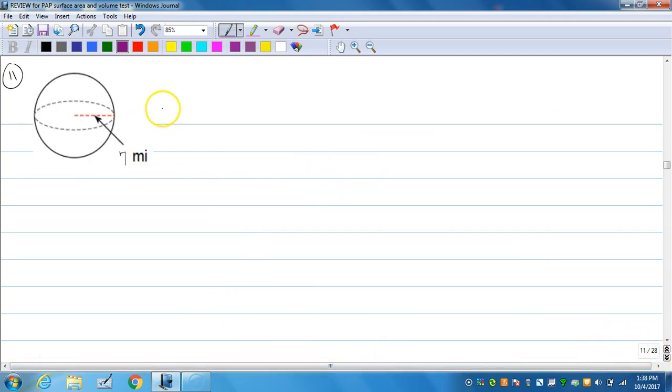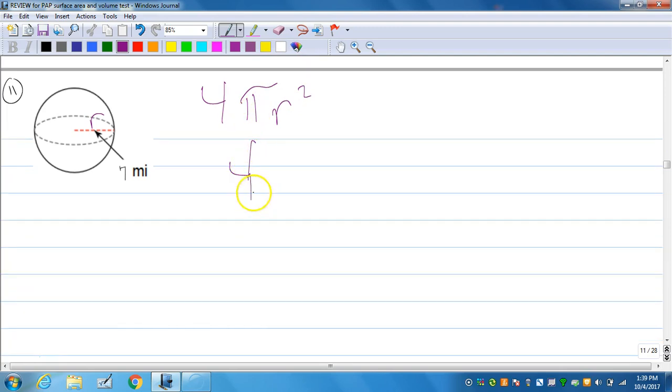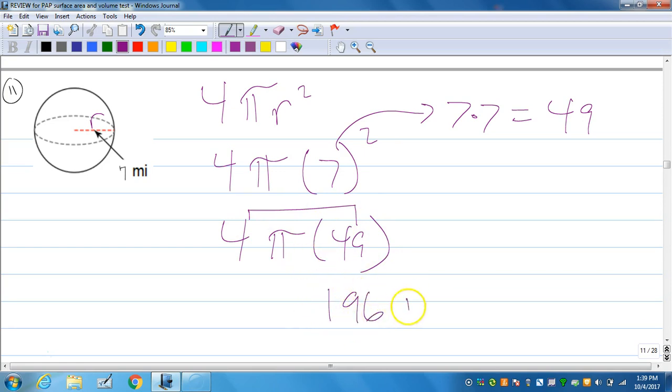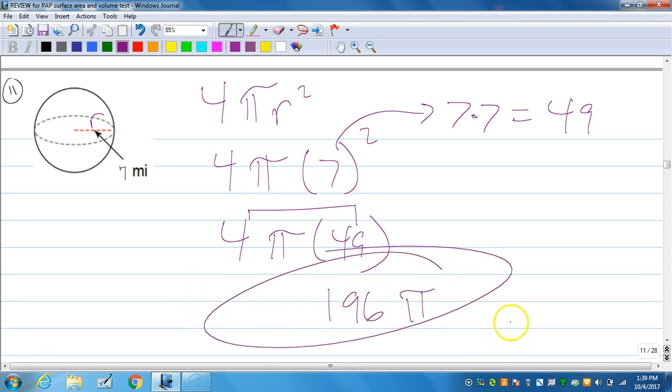And another one, because these are so easy to do, figure I'd help you grade out a little bit. This one is already r, so r is 7. 4 pi r to the second power. 4 is 4. Pi is pi, and then the radius here is 7 squared. 7 times 7, which is 49. 4 times pi times 49. 4 times 49 is 196. Bring down the pi symbol. 196 pi.